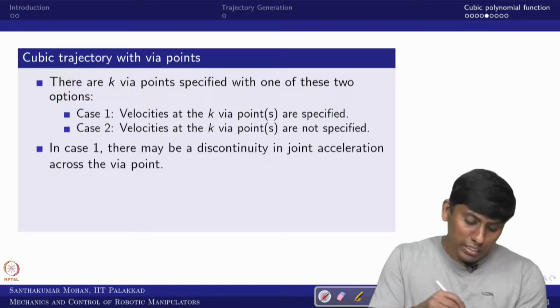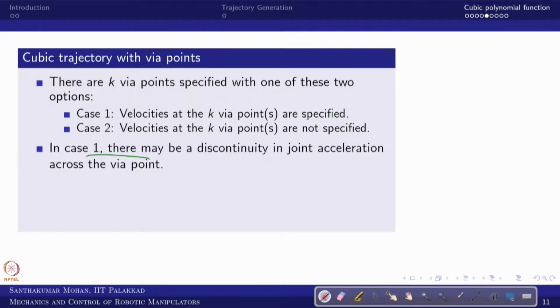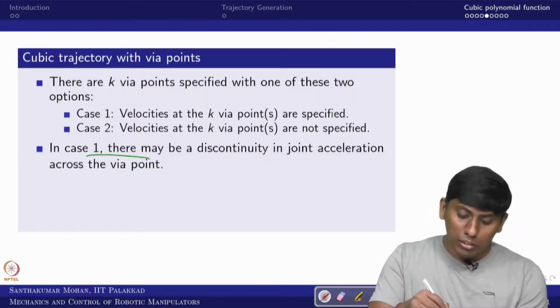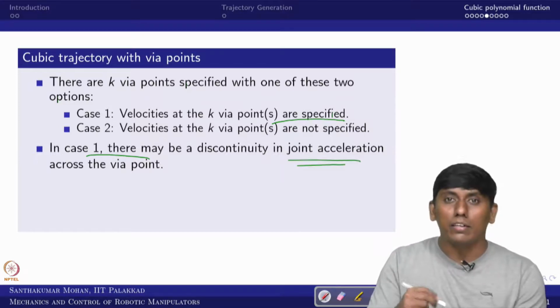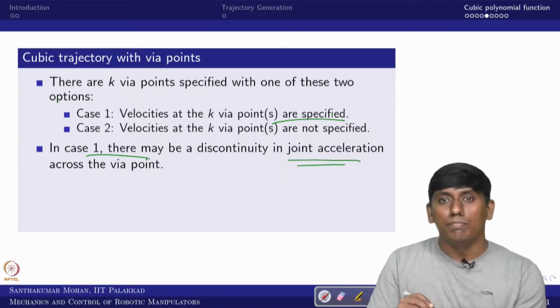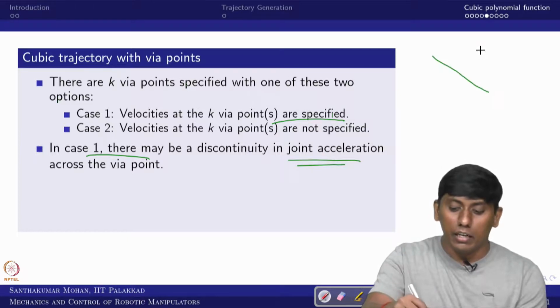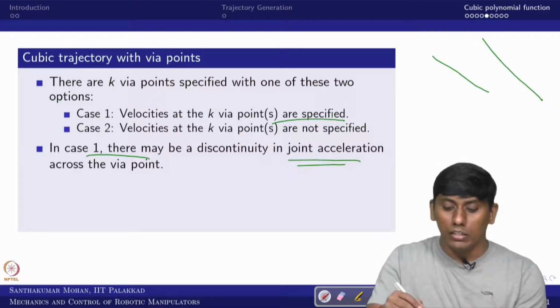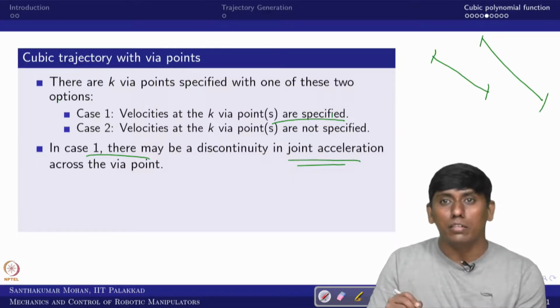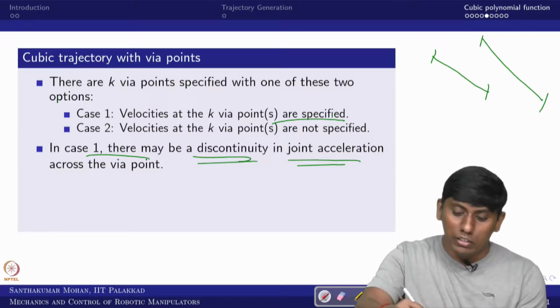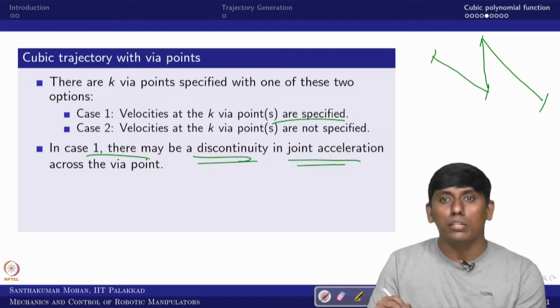In case 1 there may be a discontinuity, because you are specifying the via point velocity, which makes the joint acceleration jerky. So one segment ends here and another one ends somewhere like this. This is the first segment and this is the second segment, which may come like this. This gives a discontinuity, which is not encouraged. So this point is where the discontinuity happens.